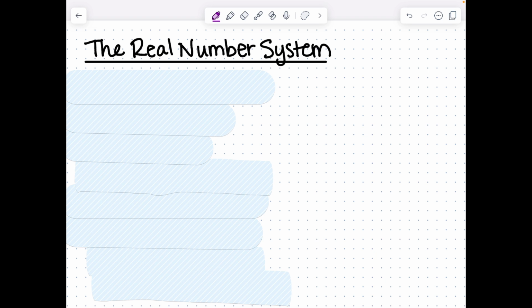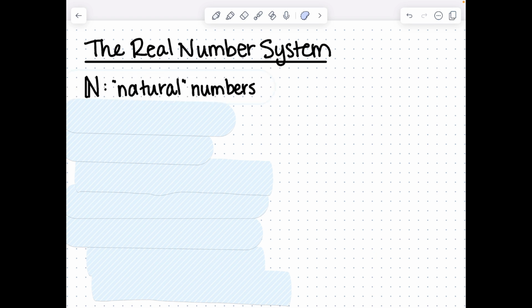So the first set of numbers that you actually learn when you're first growing up is called the natural numbers. And we emphasize these with this fancy N here. Now these are your counting numbers. Like 1, 2, 3, 77, 529, etc. So these are numbers where you see a group of things, you can count them, that's a number that you get.